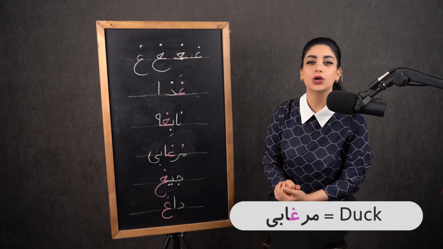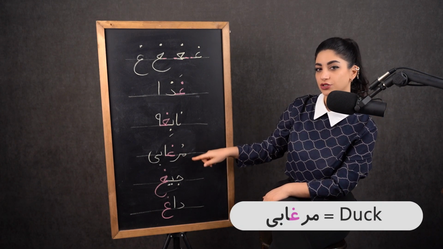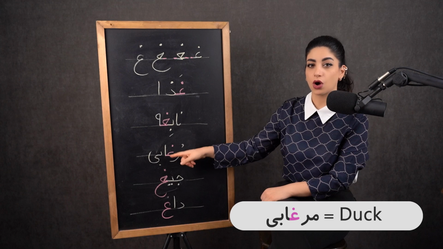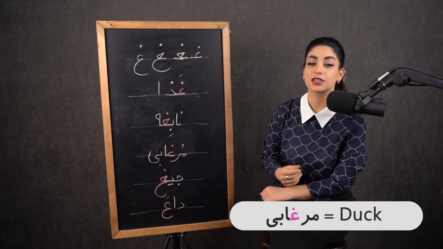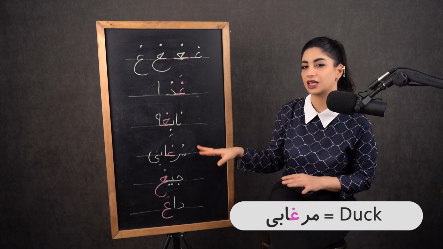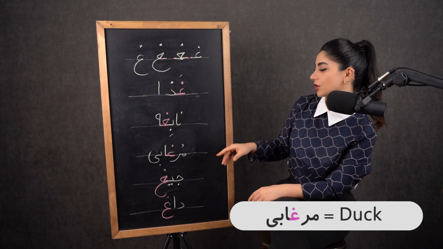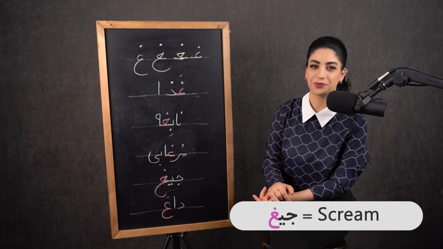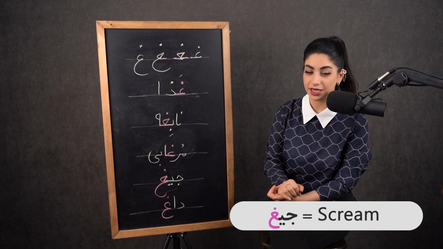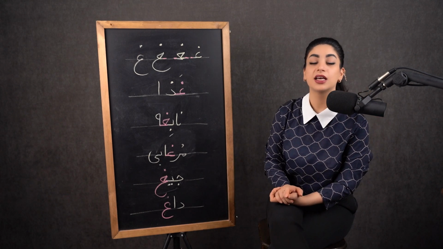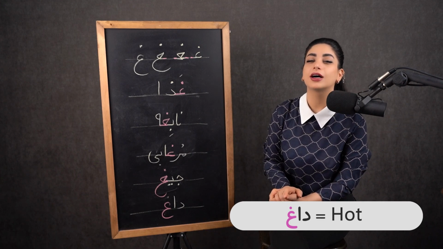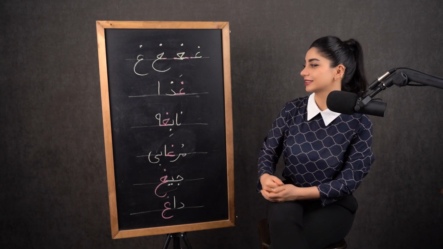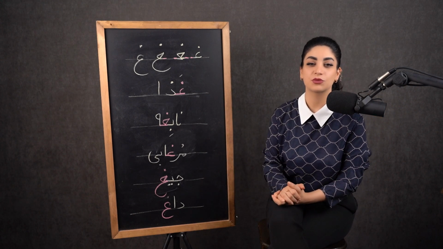This one, مرغابی. If you pay attention, you can read it yourself. مرغابی is the same as duck in English. That bird that goes and swims in the water. مرغابی. جیغ. جیغ is the same as scream in English. And the last one, داغ. داغ is the same as hot in English. داغ, hot. See? That was all.